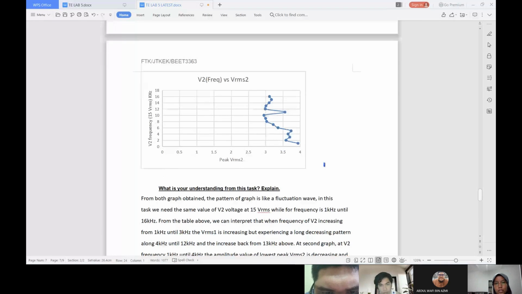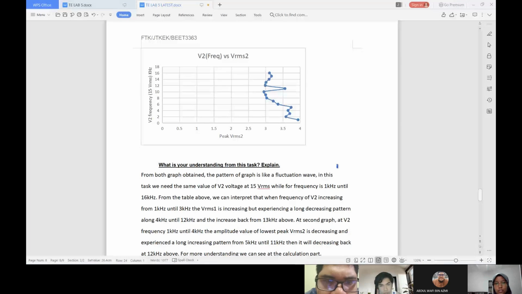So from both graphs, we can see that the graph is increasing and decreasing, and we can say that this graph has a pattern of a fluctuating wave. So that's all from us. Thank you.